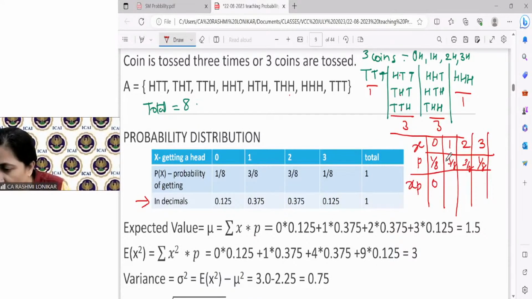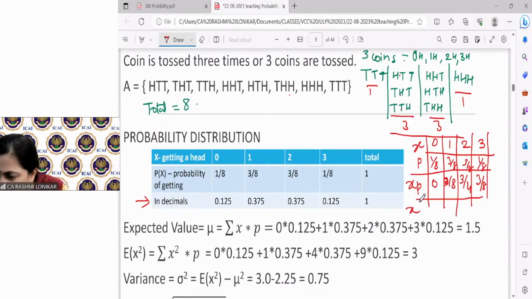0 into this is 0. 1 into 3 by 8 is 3 by 8. 2 into 3 by 8 is 3 by 4. And again 3 by 8. So 3 plus 3 is 6. X into P.